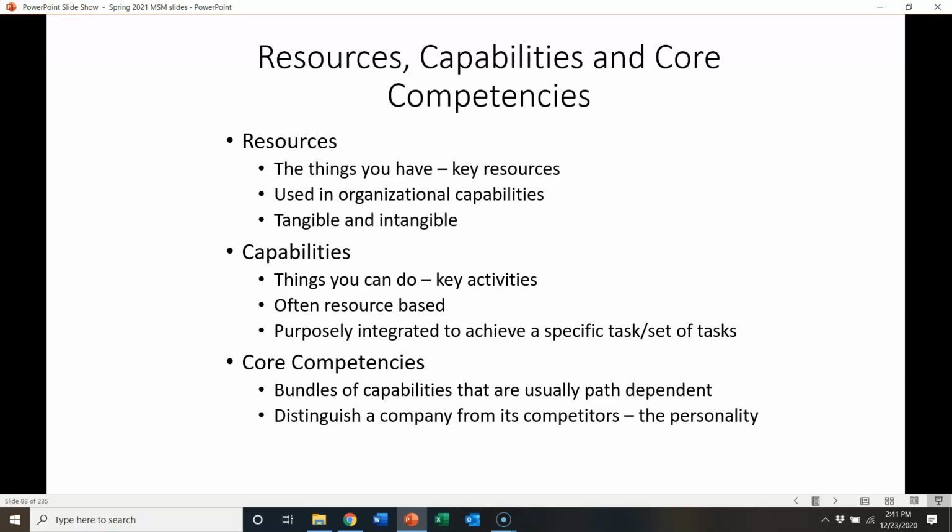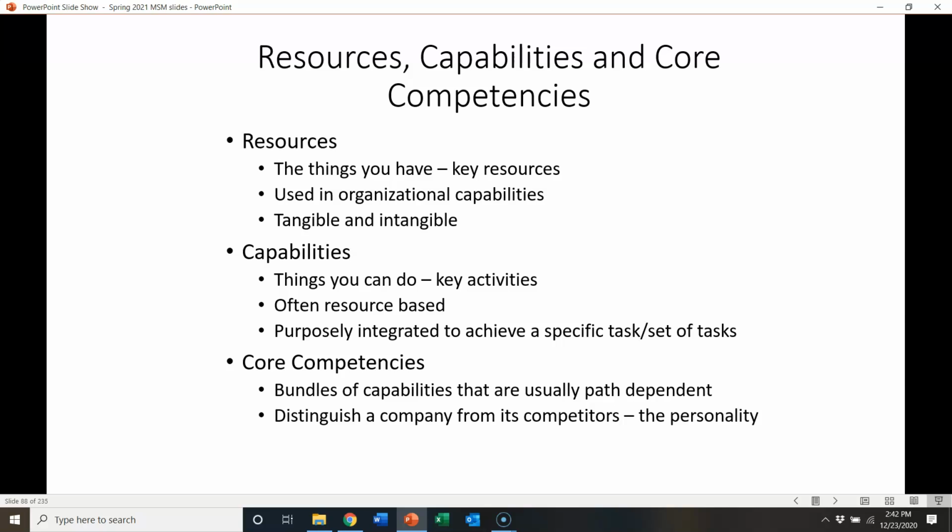Capabilities are things you do, or you can do. In business model canvas, key activities. They are often based on resources. So skill-based capabilities depend on human capital, which is an intangible resource. And they're often integrated in the strategy. That's why we have multiple key capabilities and core competencies as a basis for strategy.